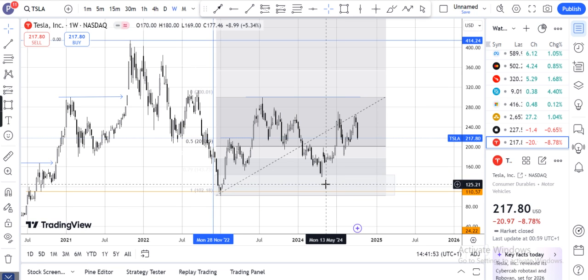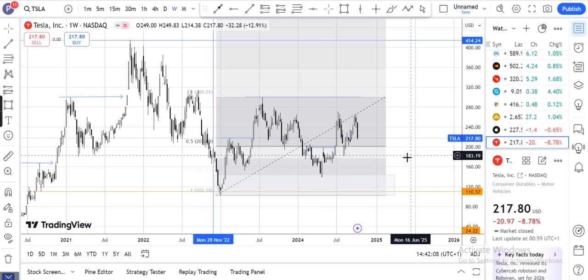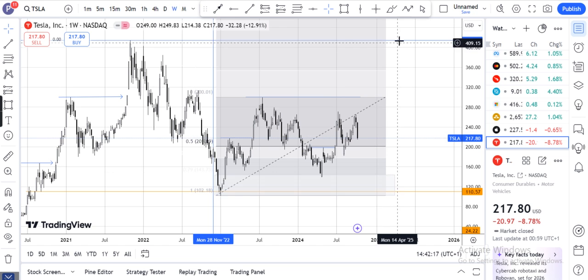Now, considering that reversal sign, it actually gave us what we'll call a smaller break of structure at this point here. So we are now just picking the break of structures. Now we can see that the break of structure is trying to give us an ascending wedge, to target us into these new highs.